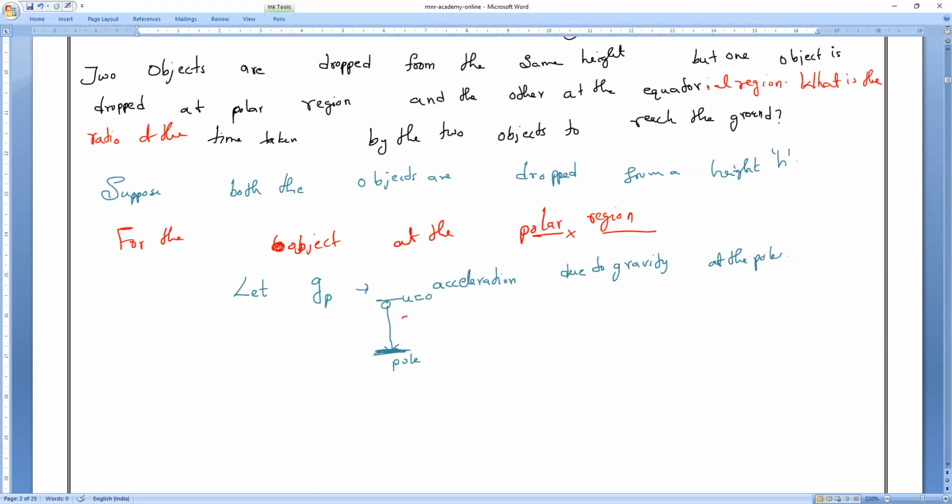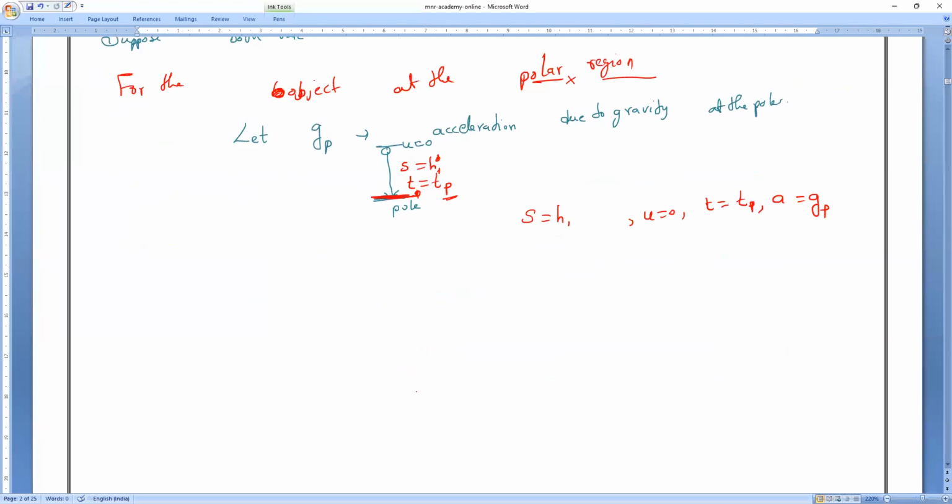zero. And S is equal to, let me take H1 as the height. What do we want? The time relation. So let me take the time taken to reach the ground at the poles as TP. Any problem, Sanjay, Kishore, Lingesh? Understand? Distance is H1. So S is equal to H1, U is equal to 0, T is equal to TP, and A is equal to GP. Which equation can I use?